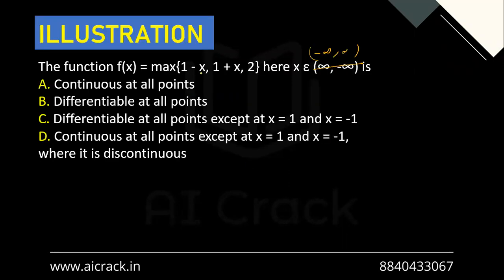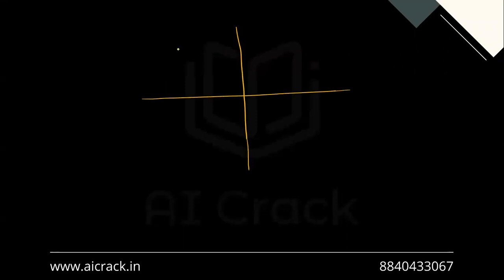So the first function is 1 minus x. We know that if f(x) equals minus x, it would look like this and pass through 0. Basically, adding 1 to it would make it like this. This would be our 1 minus x. This is y equals 1 minus x.